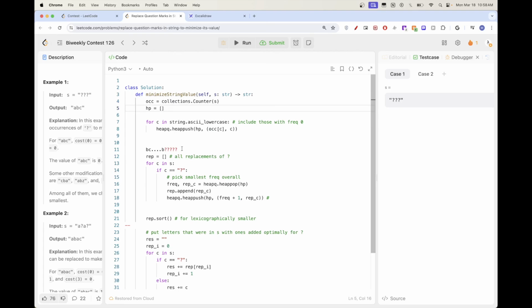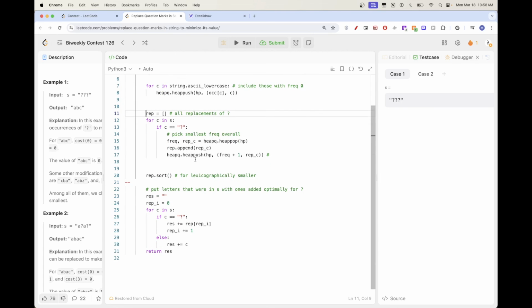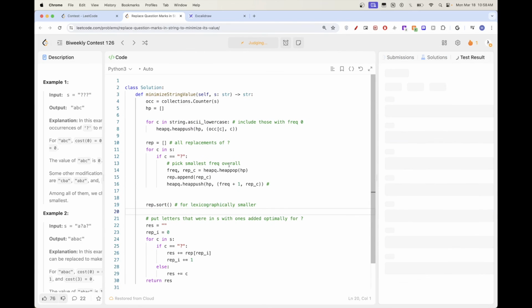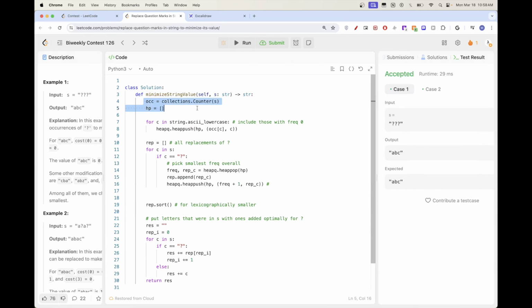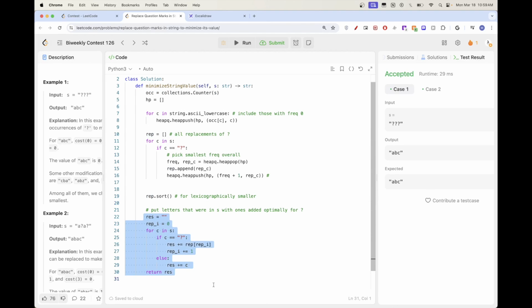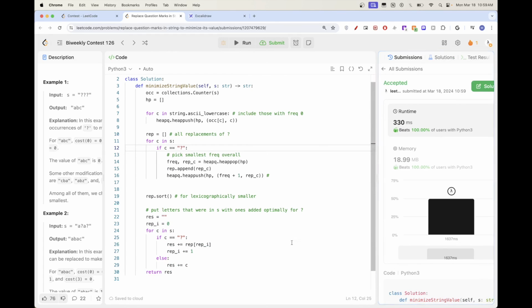Okay, so now we can remove this, and then remove this as well. We don't need it, and we can run this. So we get the occurrences, we put them in the heap to consider the min for every letter, not just for those in S, because we want those that have frequency of 0. And then we collect all the replacements for question mark in this list, we sort them, and then we combine them with the existing letters. And now if we submit this, it passes.